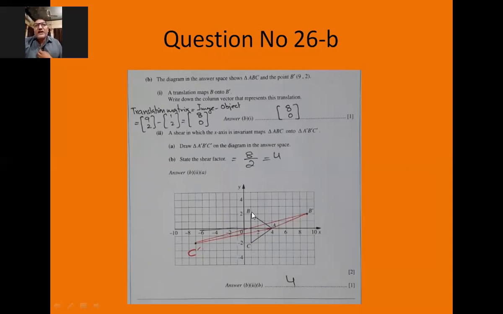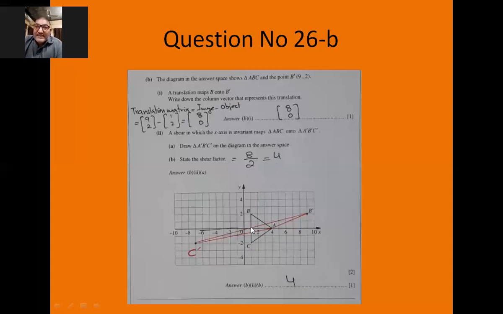So the shear factor is the distance the point moved divided by its distance from the invariant line. It moved 8 steps, and its distance from the invariant line is 2. So 8 divided by 2, so the shear factor will be 2. So this distance was 2, so it moved to this side. A is on the invariant line, so it will not move. Its image is not formed separately.